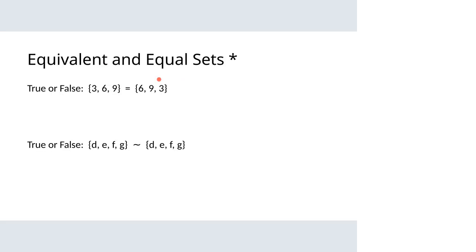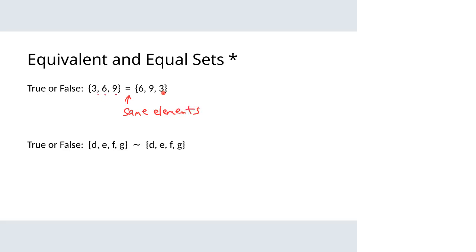All right, let's see what we've got. Okay, we are split right down the middle with a couple of outliers. It's kind of what I expected on this one, to be honest. I think the second question is a little challenging. So let's take a look here. The first one, true or false, 369 is equal to 693. Keeping in mind that equal means they have the same elements.